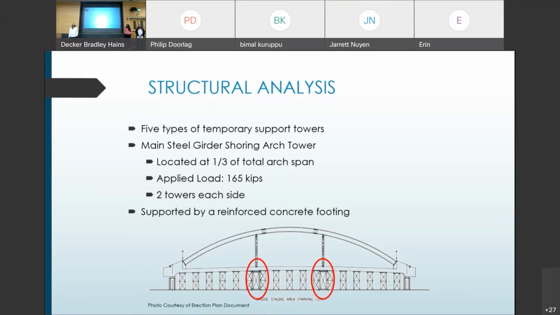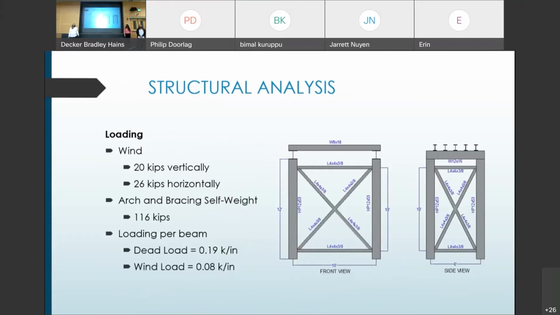Both calculations were determined to evaluate the structural analysis of our tower. There will be 2 different types of loading on our tower, wind load and dead load. The wind load has 2 separate components to it: 20 kips applied vertically and 26 kips applied horizontally. The dead load is the arch weight on the base. We determined this load to be 160 kips.